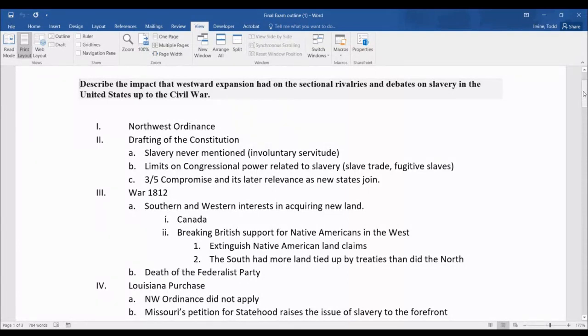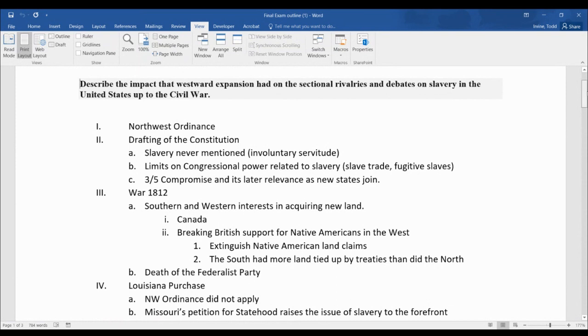Right? Really, the core of it, though, the one that you really want to focus on is that 3/5 compromise, and that's going to be crucial to the divide. You want to understand how that allows the South to have more power in both the Congress, particularly the House of Representatives, and in the Electoral College when a president is chosen, and how that also affects that sectional rivalry between North and South, right?